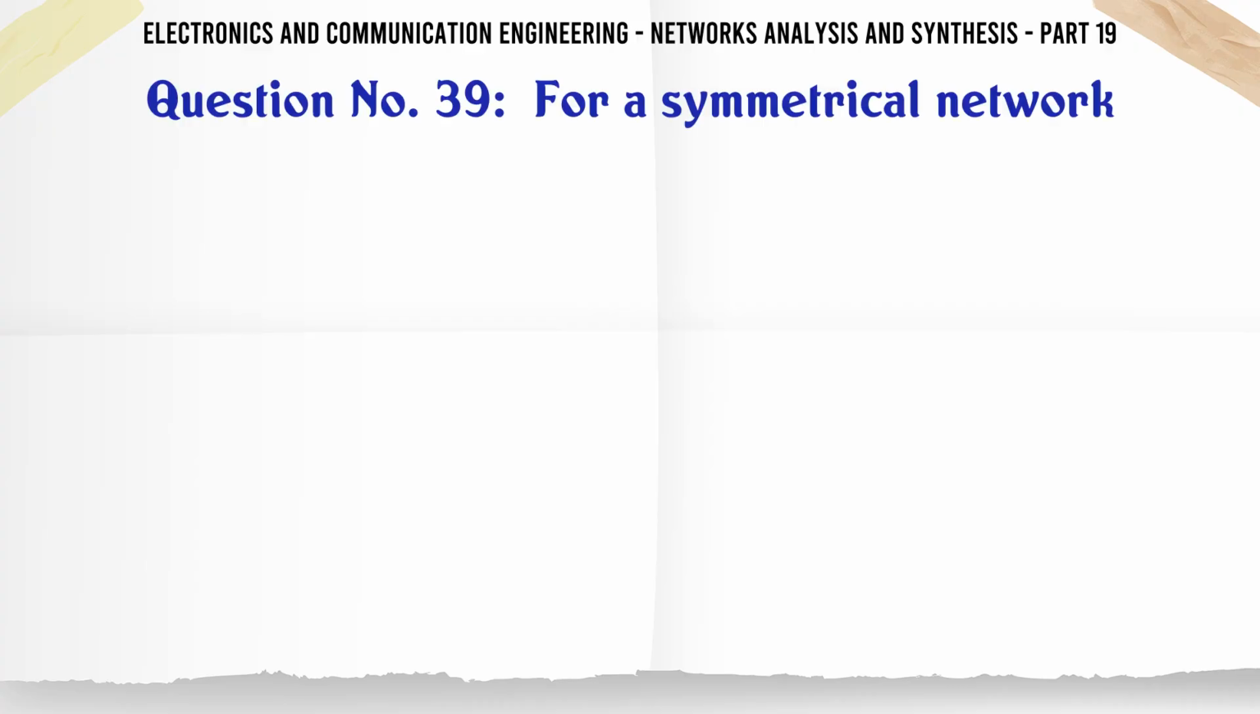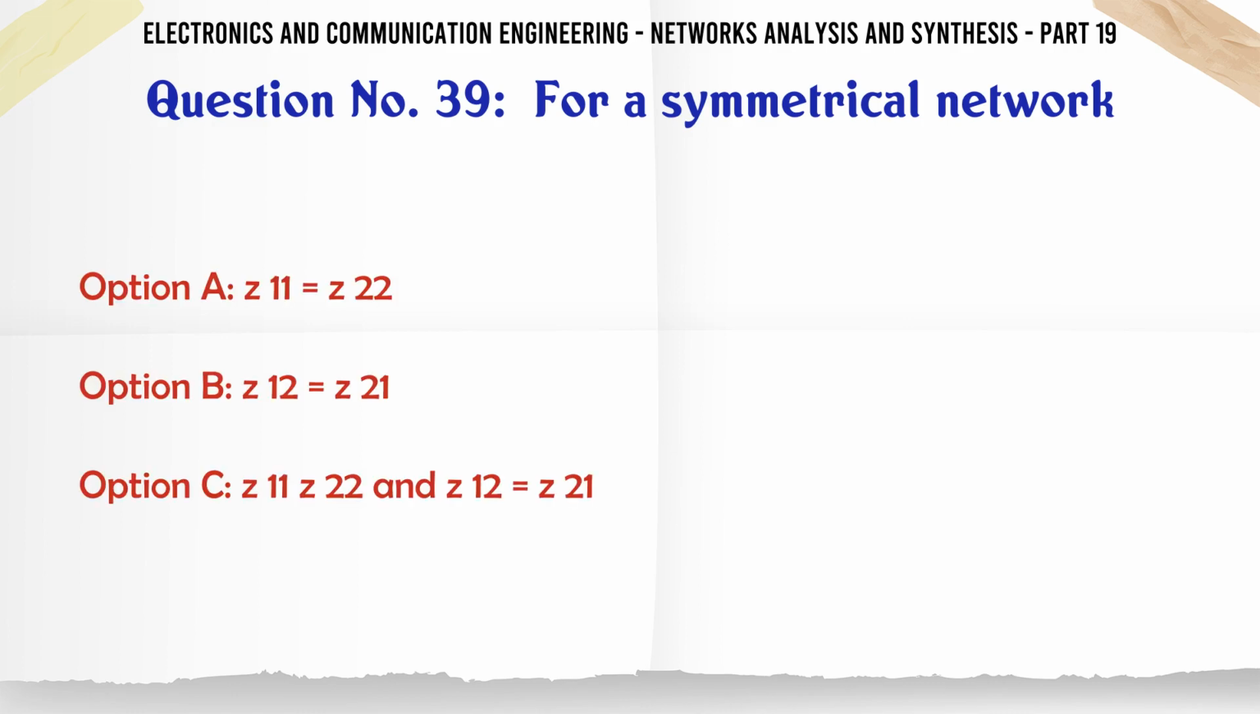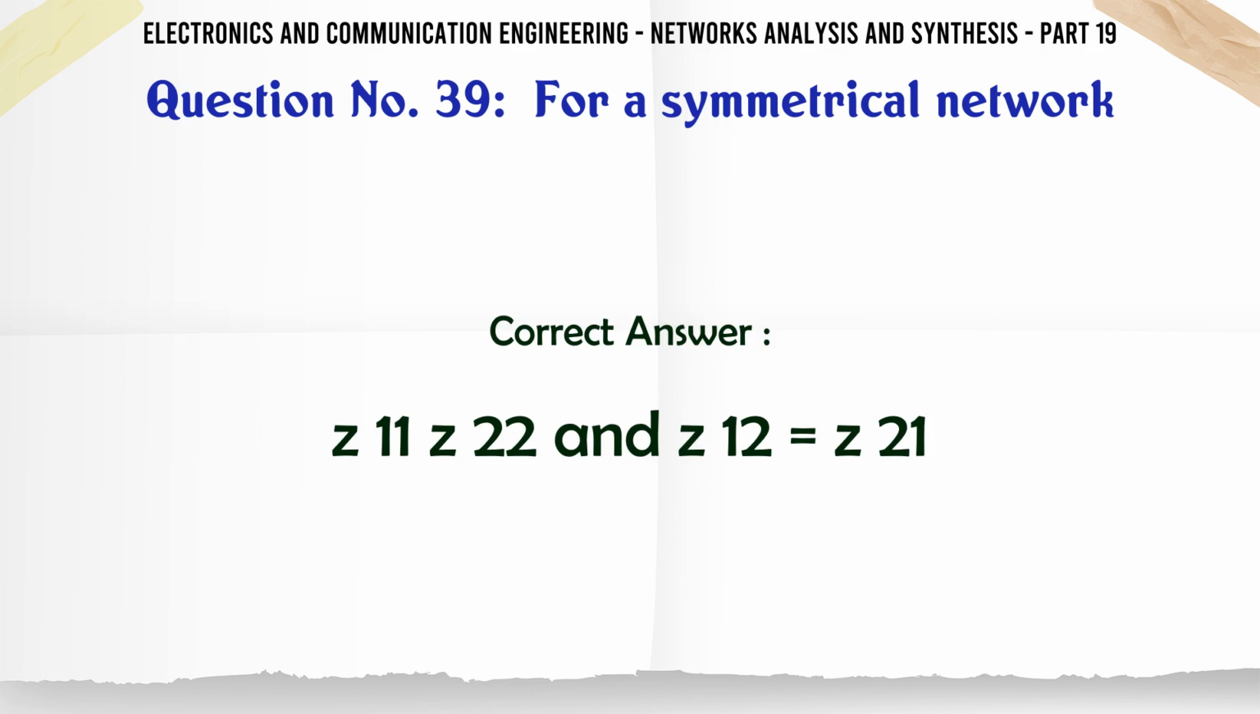For a symmetrical network, A. Z11 = Z22, B. Z12 = Z21, C. Z11 = Z22 and Z12 = Z21, D. Z11 = Z12 = Z21 = Z22. The correct answer is Z11 = Z22 and Z12 = Z21.